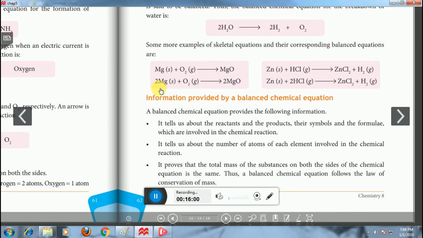Now some more examples you can try at home: Mg plus O2 gives you MgO. It will become 2 because there are 2 oxygen atoms. To balance these 2 oxygen atoms, multiply by 2.